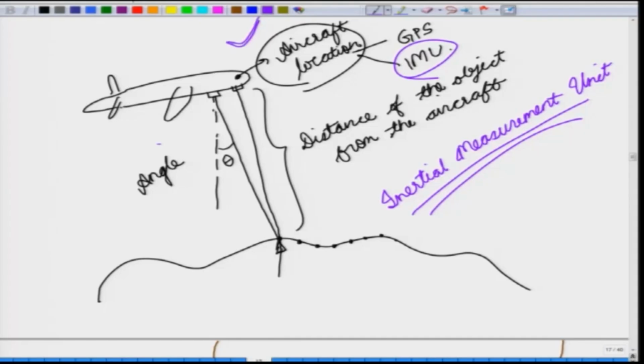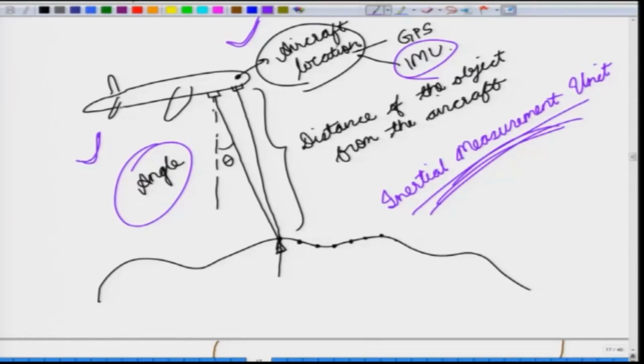Now, the second thing is the angle. Angle is easy to measure because you have an IMU, and you are putting your laser device at a particular angle. So, you know this angle and you also know the angle of the aircraft using the IMU. So, now you exactly know the angle that is being subtended with respect to the vertical by the laser. Now, the third thing that you need to know is the distance of the object from the aircraft. How do you find out the distance of the object?